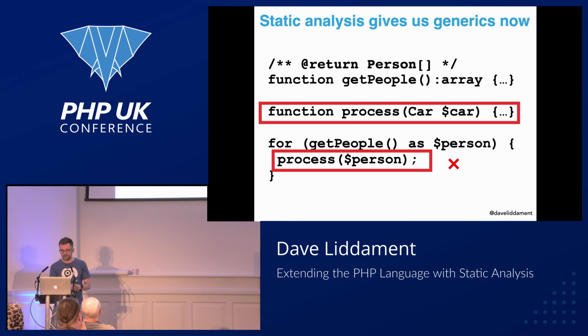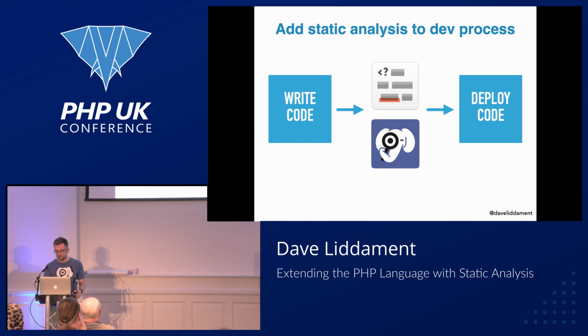Static analysis can tell us we've made a mistake. So if you're not already, even if you don't want to extend the language, I strongly recommend you add static analysis to your development process. So you write code, and before that code gets deployed, you run static analysis. Ideally, well, definitely as part of your CI, but ideally as part of your process when you're developing locally.